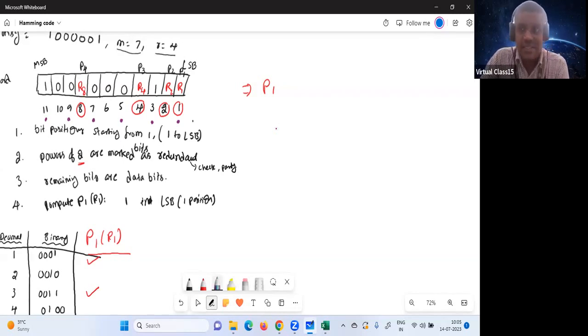What is the string formed using those bit positions? Can you tell me? 1, 0, 0, 0, 1, R1. I hope you understood, right?